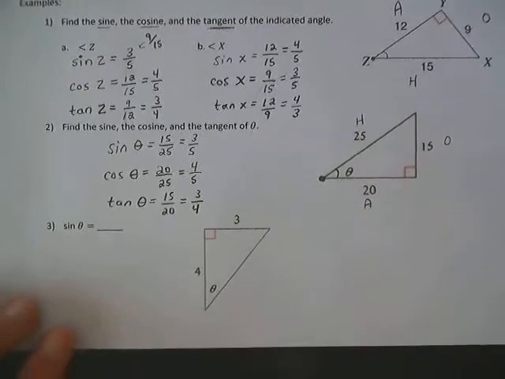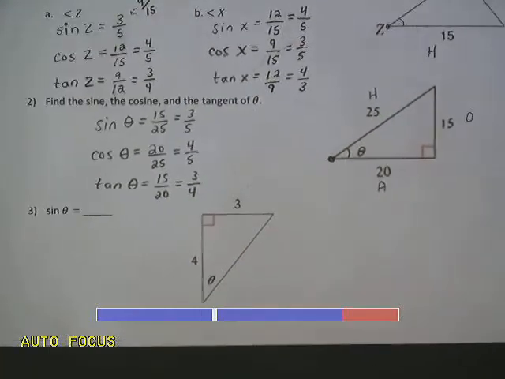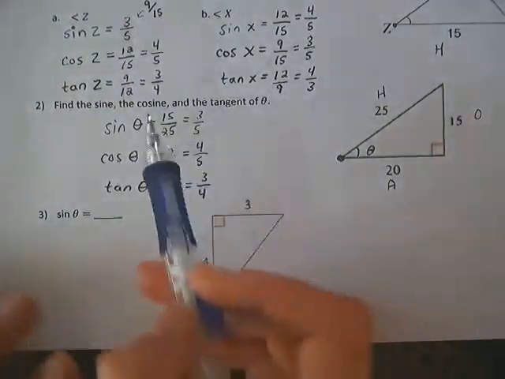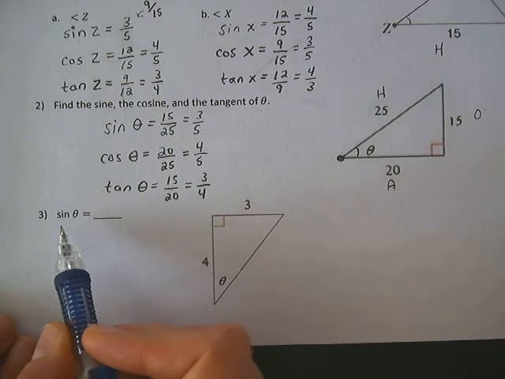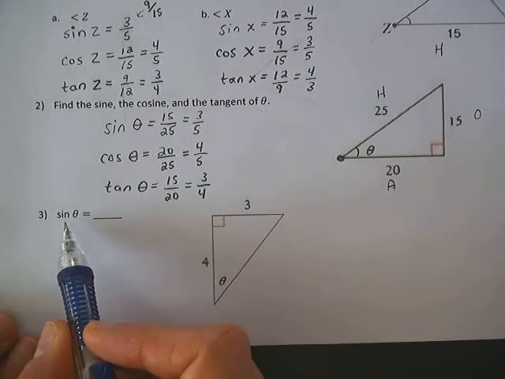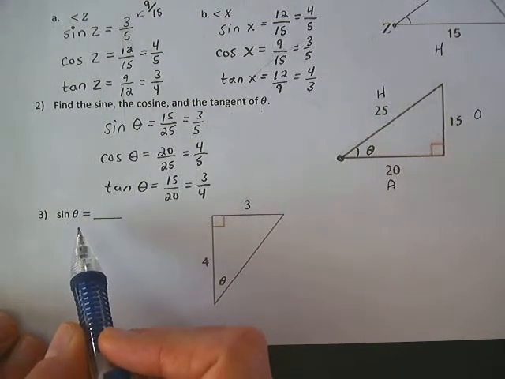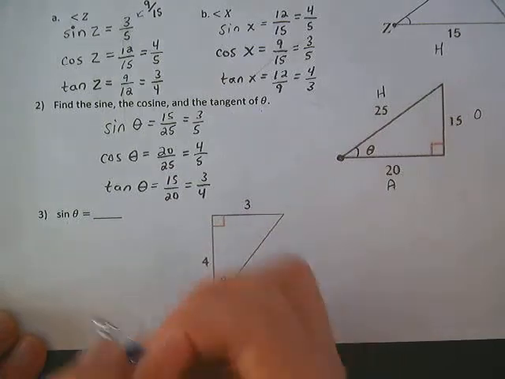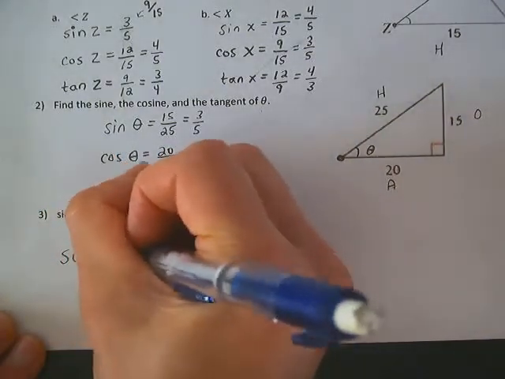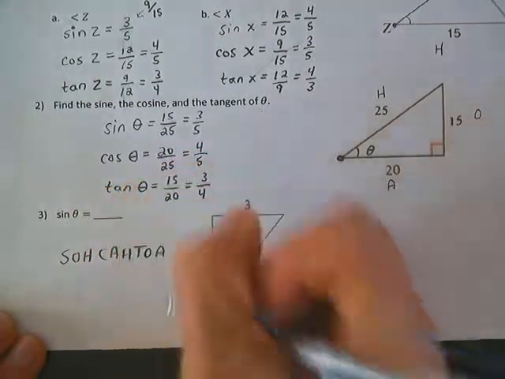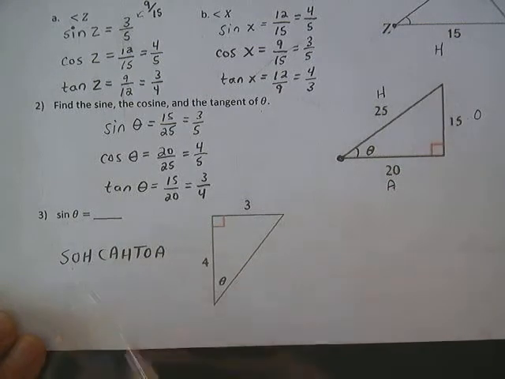So the last type of problem I wanted to show you is that sometimes, instead of them asking you to set up all 3 functions or all 3 ratios, they might just ask for one. So like for number 3, it says find the sine of theta. So they really just want you to take, remember sine, the SOH part of your word, SOHCAHTOA. Sine is opposite over hypotenuse. So you really just have to set up that fraction.